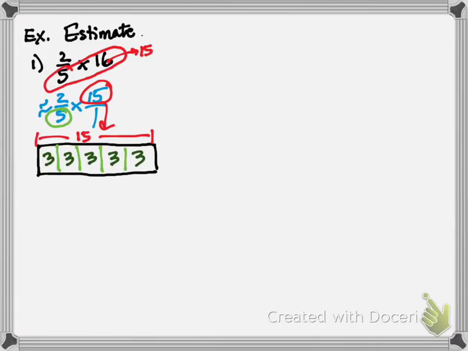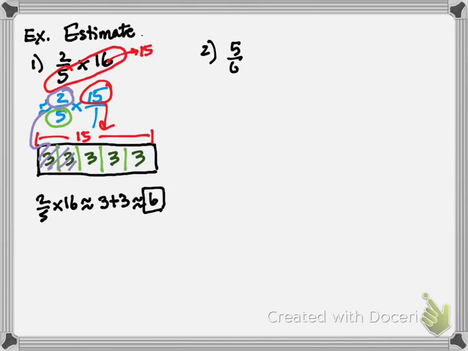Now comes the fun bit. Remember the numerator? It's telling us how many of those equal-sized pieces I'm going to fill in. So basically what I can say is I have 2/5 times 16 is going to be approximately equal to 3 and 3 together, which would give me 6. Okay, so that's if I decided to use the model. Let's do one without the model.